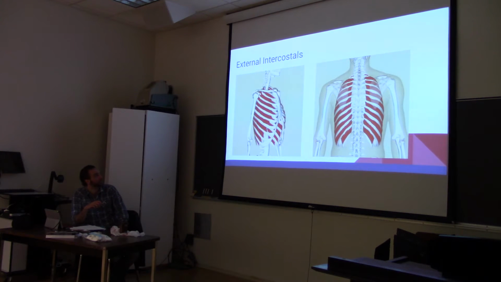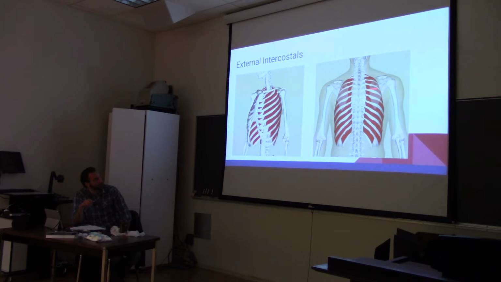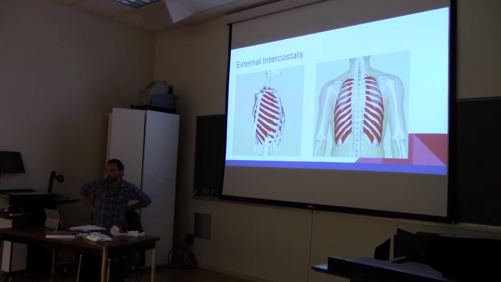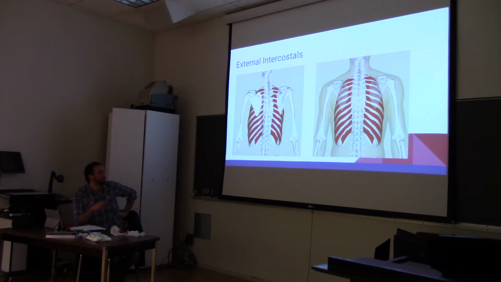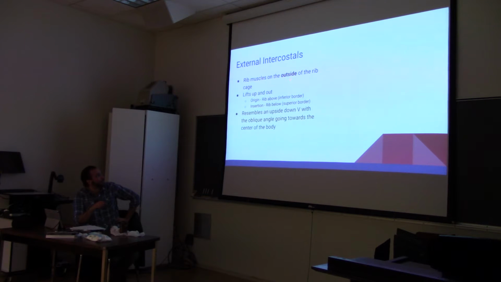It's really good. So they're like this, in between all the ribs on the outside. And they kind of go like this, so they even go behind in the back, all the way around the rib cage. Awesome. They're on the outside of the rib cage, they lift up and out. Their origin is on the rib above, on the inferior border, which means on the inside. And then insertion is on the rib below.